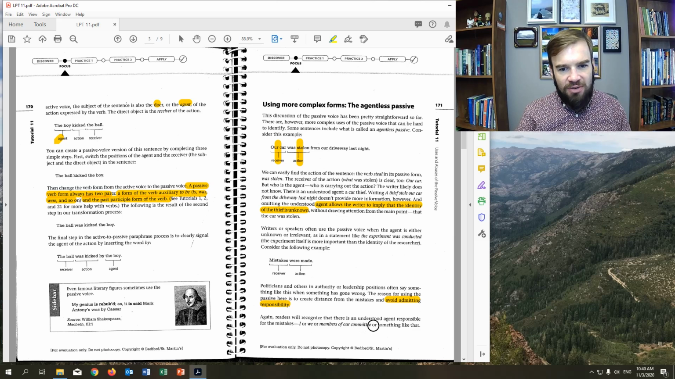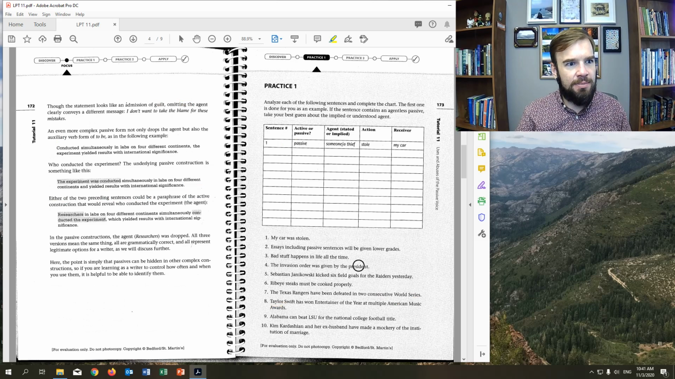Now again, readers will recognize that there's an understood agent responsible for the mistakes, I or we or members of our community or something like that. Though the statement looks like an admission of guilt, omitting, not including the agent, clearly conveys a different message. Quote, "I don't want to take the blame for these mistakes." Right, I don't want to take the blame for these mistakes, but I also have to admit, acknowledge, say that they happened, right? So passive voice gives us kind of a middle ground there.